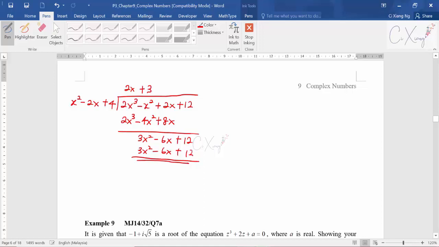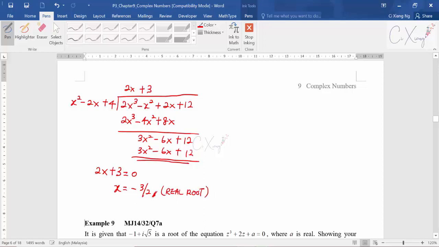After you complete the long division, there shouldn't be any remainder, because you already know that this is a quadratic factor, right? So there shouldn't be any remainder. To get the real root, you have to use the quotient to find it out. So 2x plus 3, you let it equal to 0. So your x is equal to negative 3 over 2, and this is your real root.